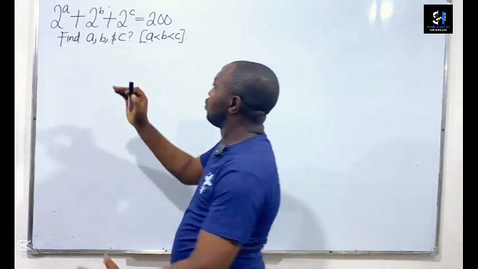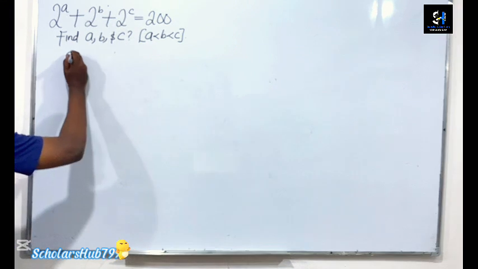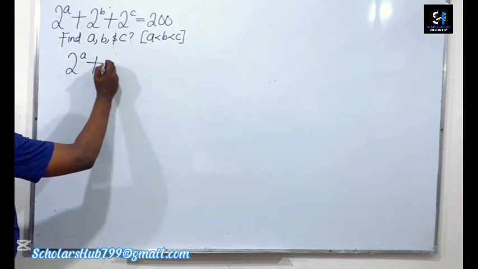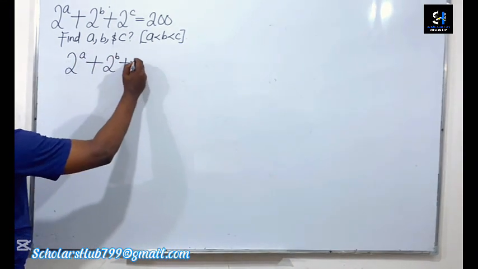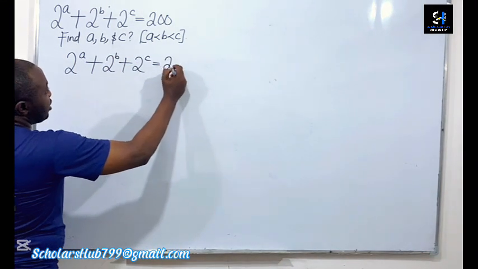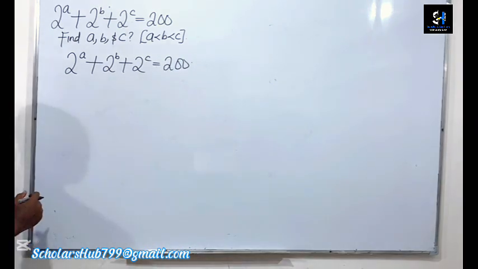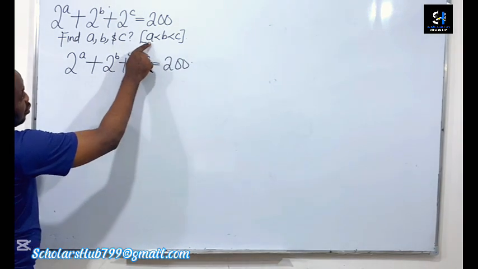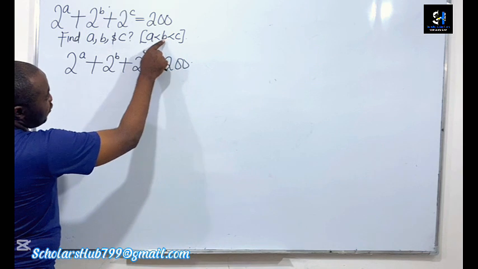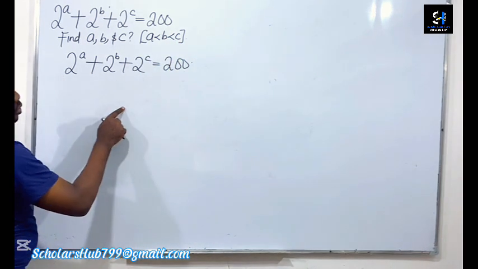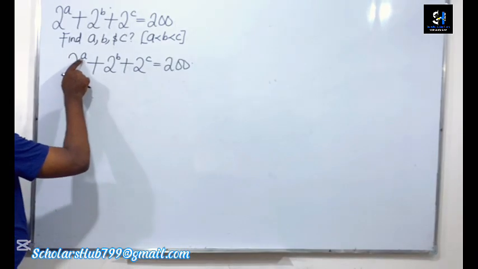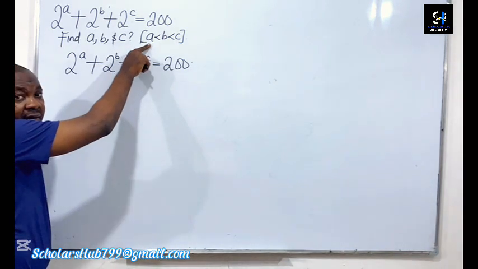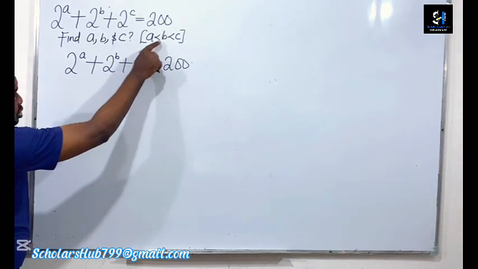Okay, we are given this equation: 2 raised to the power of A plus 2 raised to the power of B plus 2 raised to the power of C equals 200. Now the value of A must be less than B and that of B must be less than C. Which means the smallest value will be the value of letter A according to this statement.